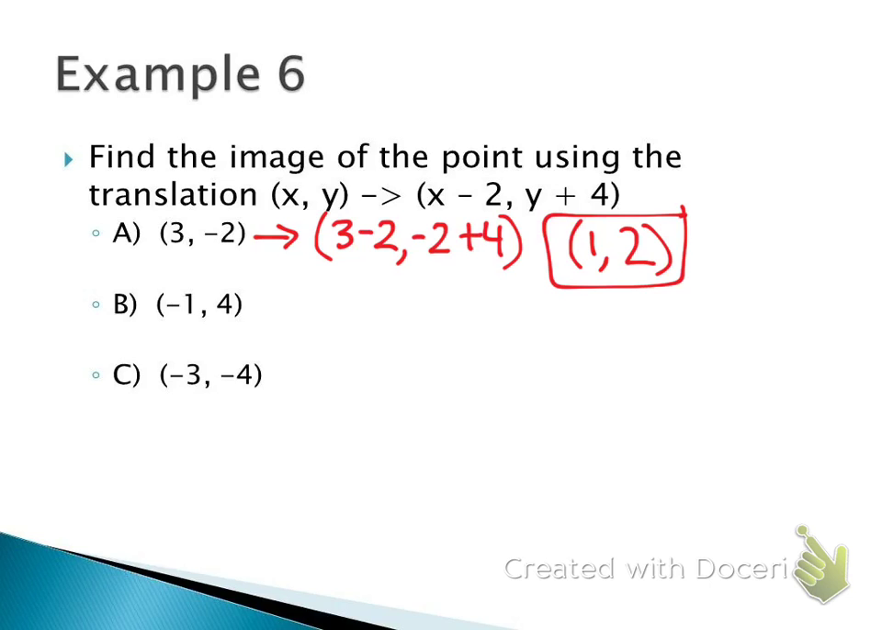We do the same thing on B. This is going to go to, what's my x value? Negative 1 minus 2, comma, what's my y value? 4 plus 4. So on part B, what is my new point? Keon, what is it? Negative 3, comma, 8.